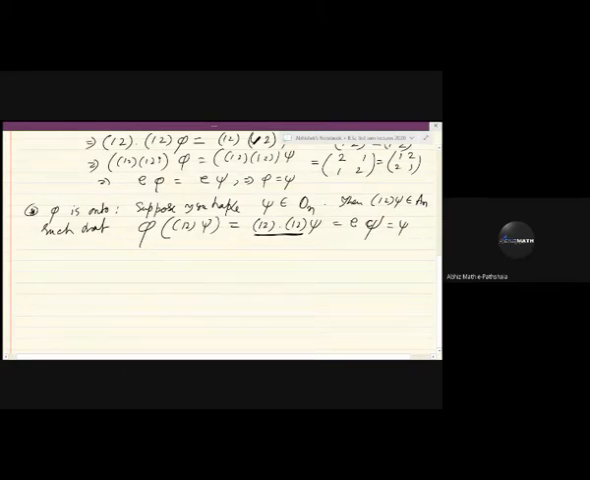So hence the number of even permutations in Sn is equal to the number of odd permutations.